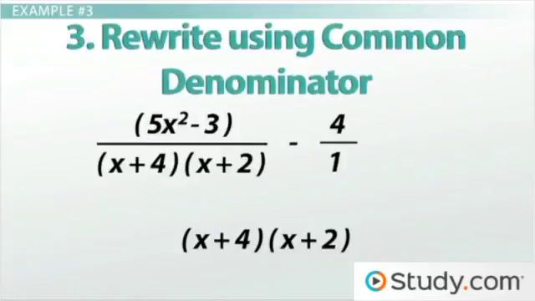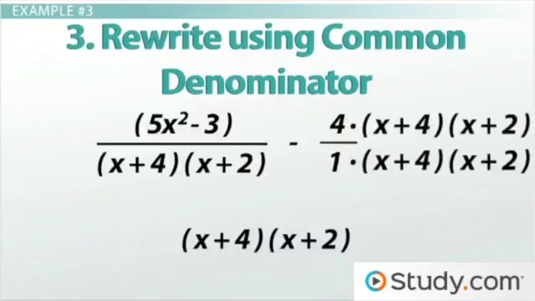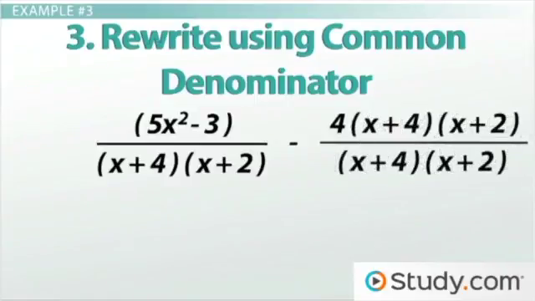Now we need to create our common denominator. Let's look at our first term, 5x squared minus 3 divided by x plus 4 times x plus 2. We already have our common denominator here, so we're going to move to the next term, 4. Here, we only have a 1 in the denominator, so we need to multiply by x plus 4 times x plus 2 over x plus 4 times x plus 2. This is what our new expression is going to look like.